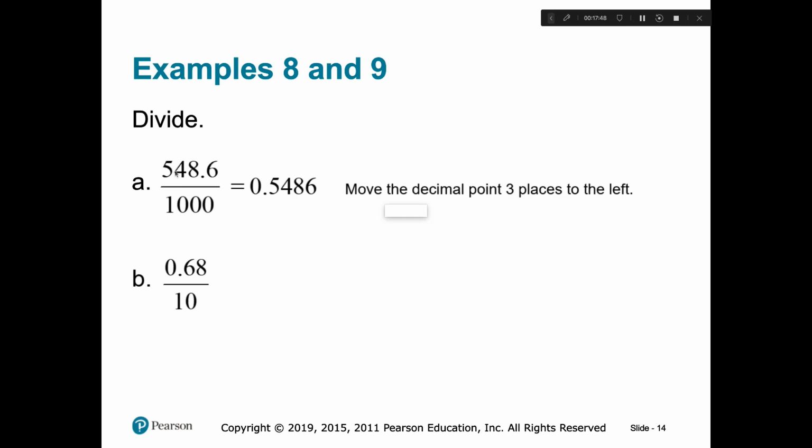The next one is 68 hundredths divided by 10. How many zeros are in my divisor? 1, so I'm moving my decimal point to the left 1 place. Is there anything in front of my decimal point to move it to? So I have to add another 0. That 0 has to stay here, and I have to add another 1.